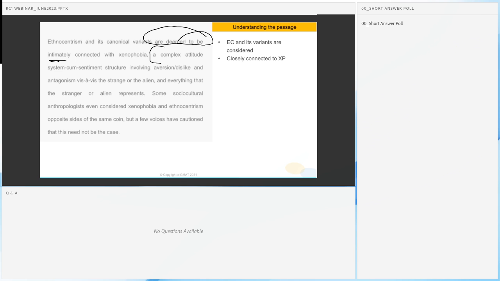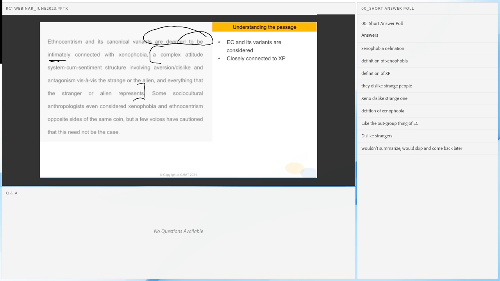How would you summarize this? It was a really, really complex thing. How would you simplify and summarize this? I know this was the definition of XP, but what's the summary? XP means hate. XP is hatred for aliens. That's basically it. Dislike of strangers.